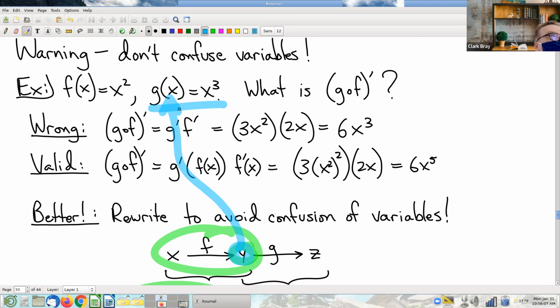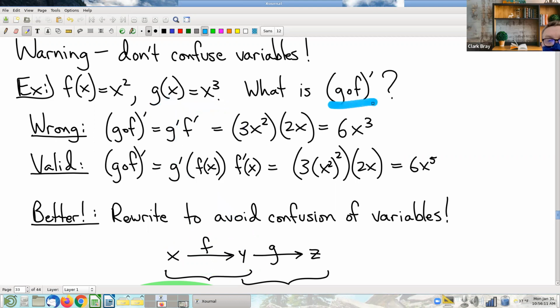So this is what we call a confusion of variables. Once I've decided that I'm going to compose these functions, x is now pulling double duty. I've got this playing the role of the thing that goes into f, but it's also playing the role of effectively what comes out of f. Right? And you just can't do that.